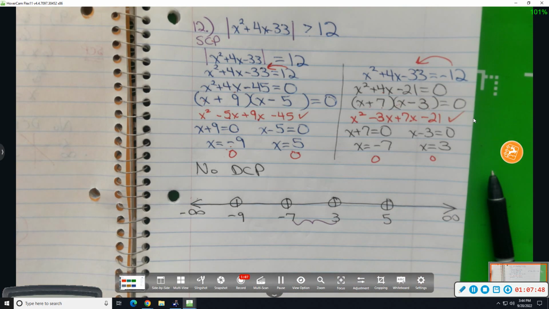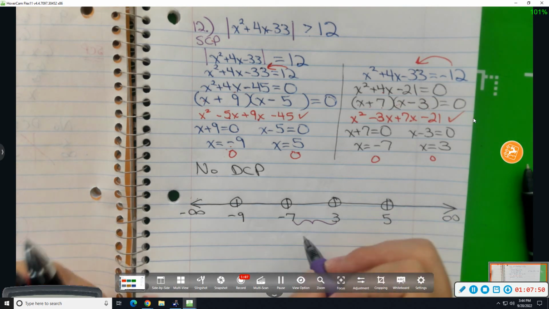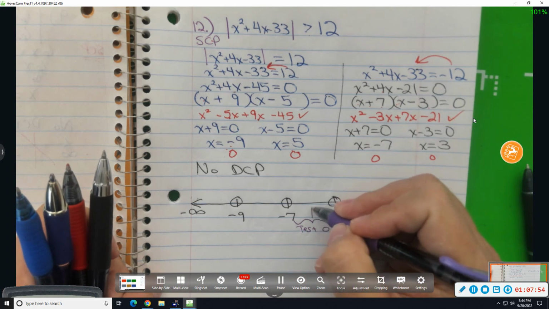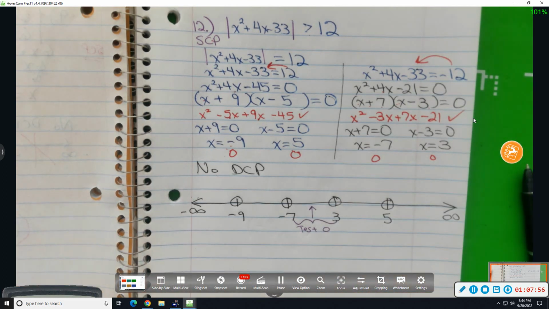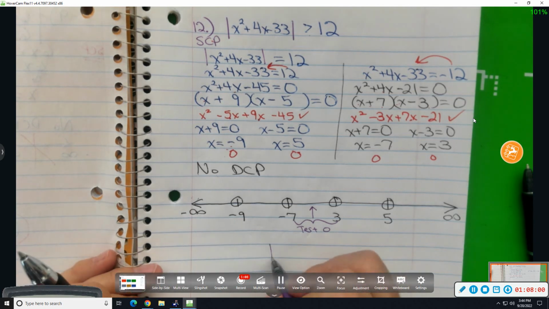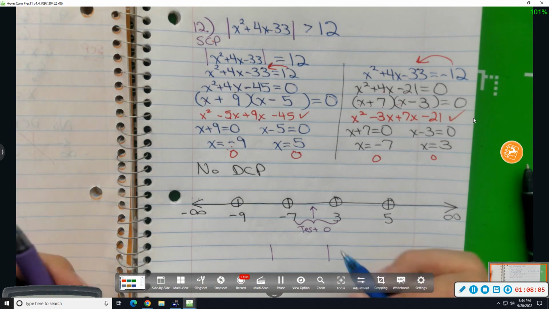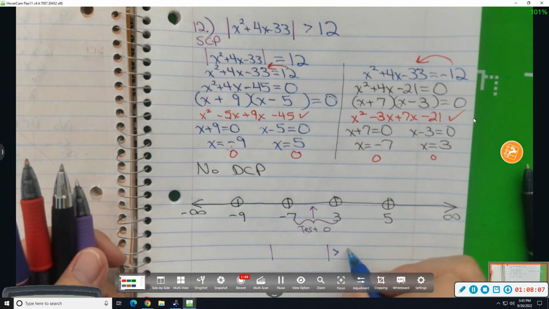But you could test 10. You could test 10 million if you wanted to. But I think 0 is the easiest number to test. But it can be tricky. So then it would be 0 squared plus 4 times 0 minus 33, which would just be negative 33.